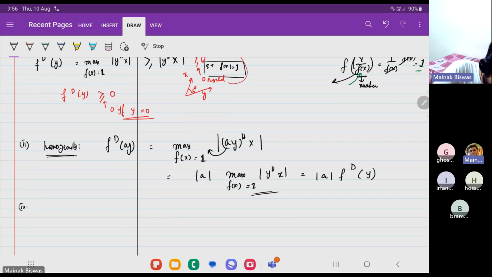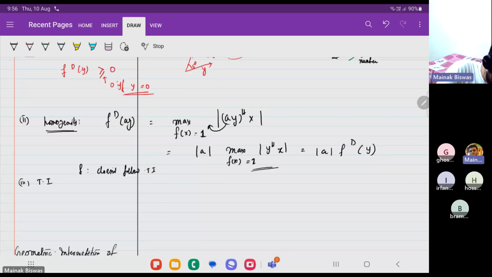Number 3 is the triangle inequality. See, f does not follow the triangle inequality, but f dual will. How will I prove it? Let's start. f dual of x plus y, right? So here is what we'll start with. My goal is to prove that the dual norm of x plus y is less than or equal to the sum of the dual norms. This is what my goal is.